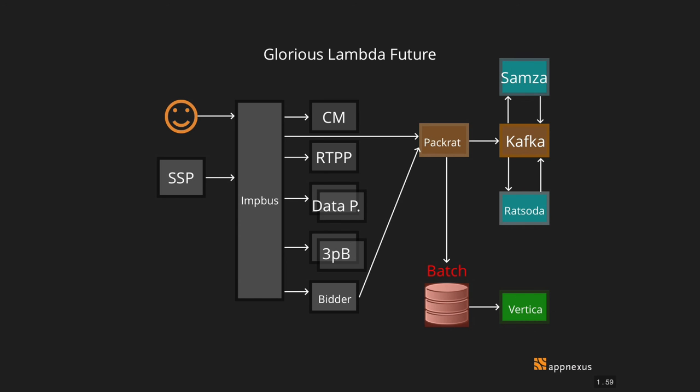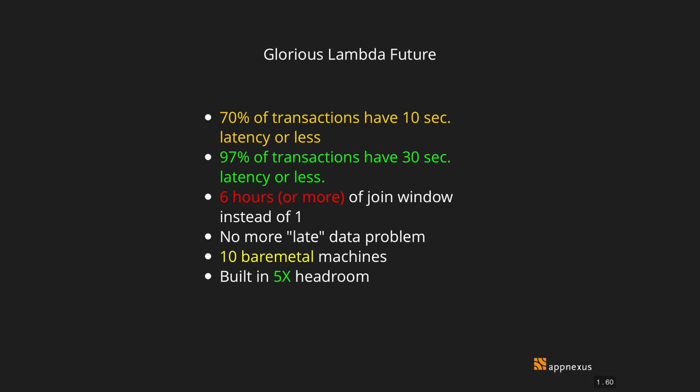So we finally arrived at the glorious Lambda future. We now have Samza doing things in stream, and we have batch. We have no query stitching. This is what it looks like. 70% of our transactions have a 10-second latency or less. 97% have a 30-second latency or less. That means you see an ad, and in 30 seconds, in the worst case, we have the transaction recorded.